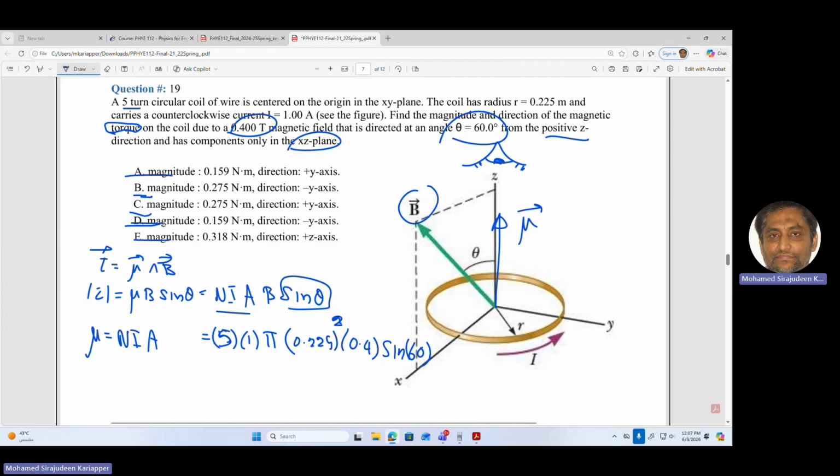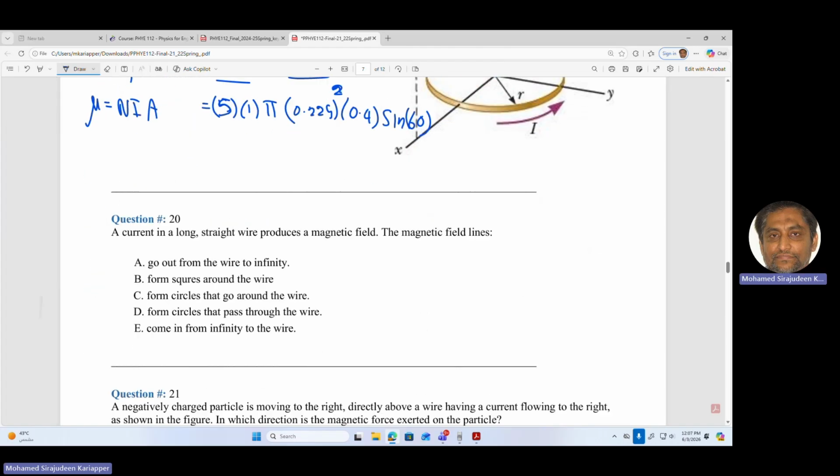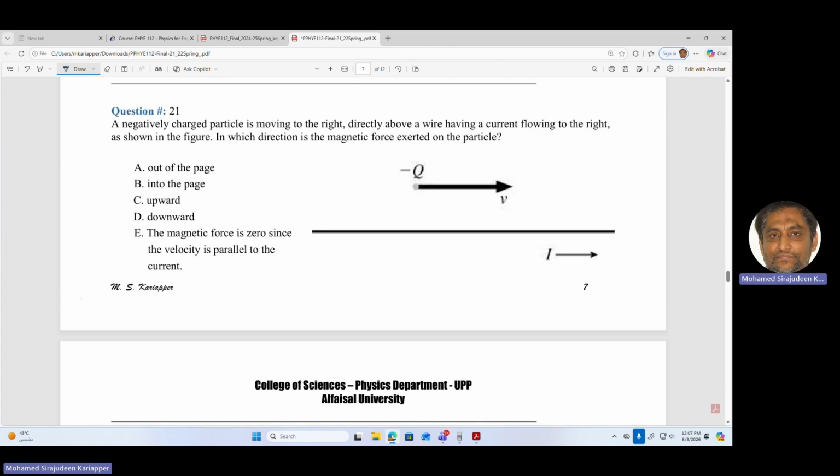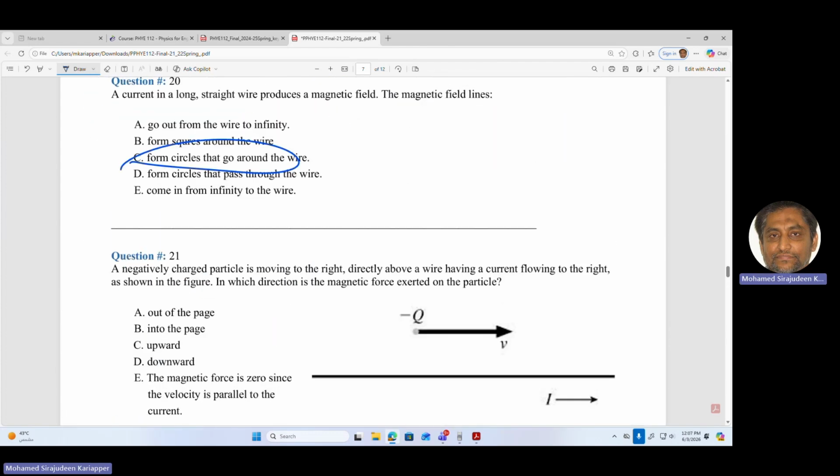Right. So that makes B out, and C is the only correct one. Number 20. A current in a long straight wire, you know this answer, right? Let's see. Number 21, because this is either you know it or you don't know it.